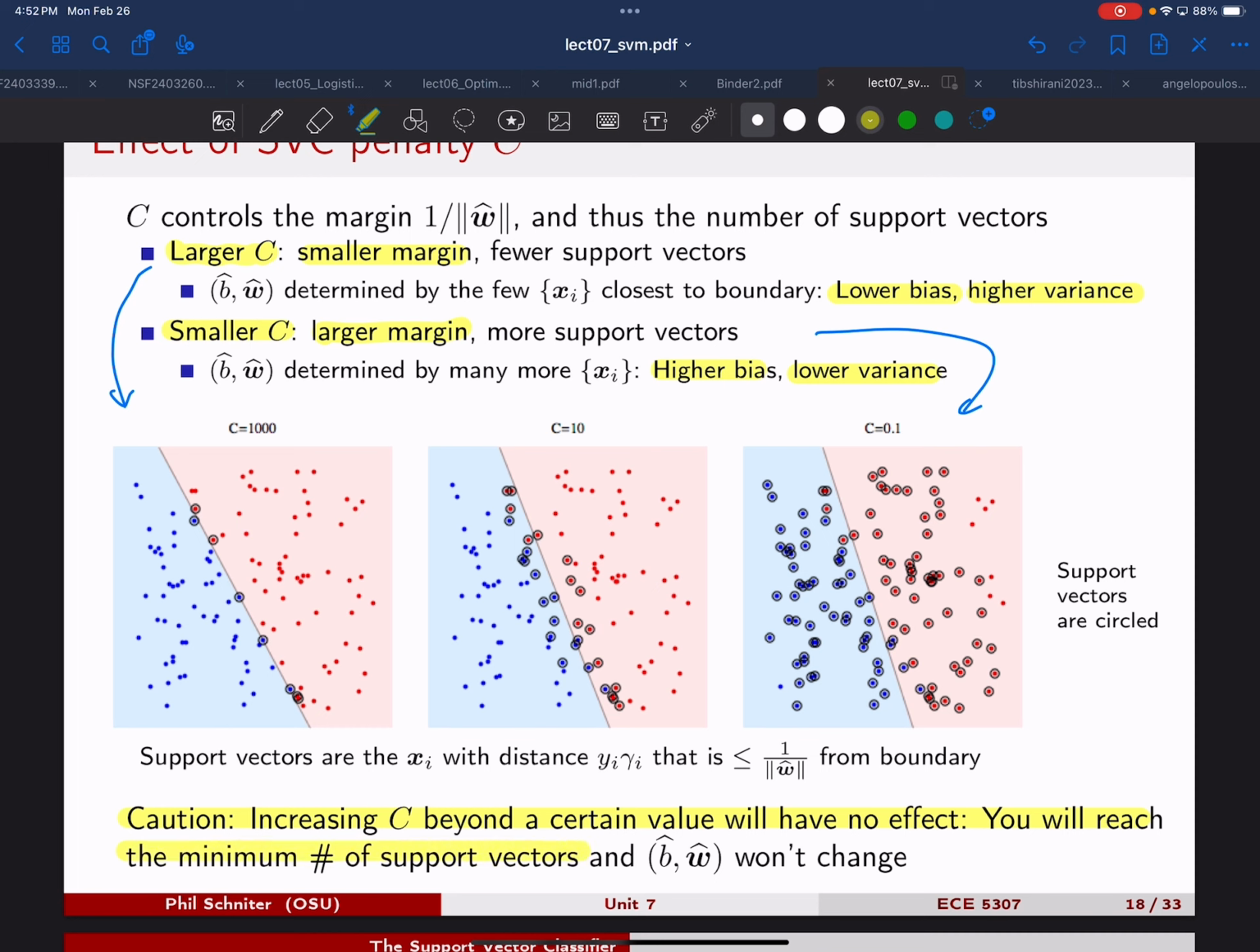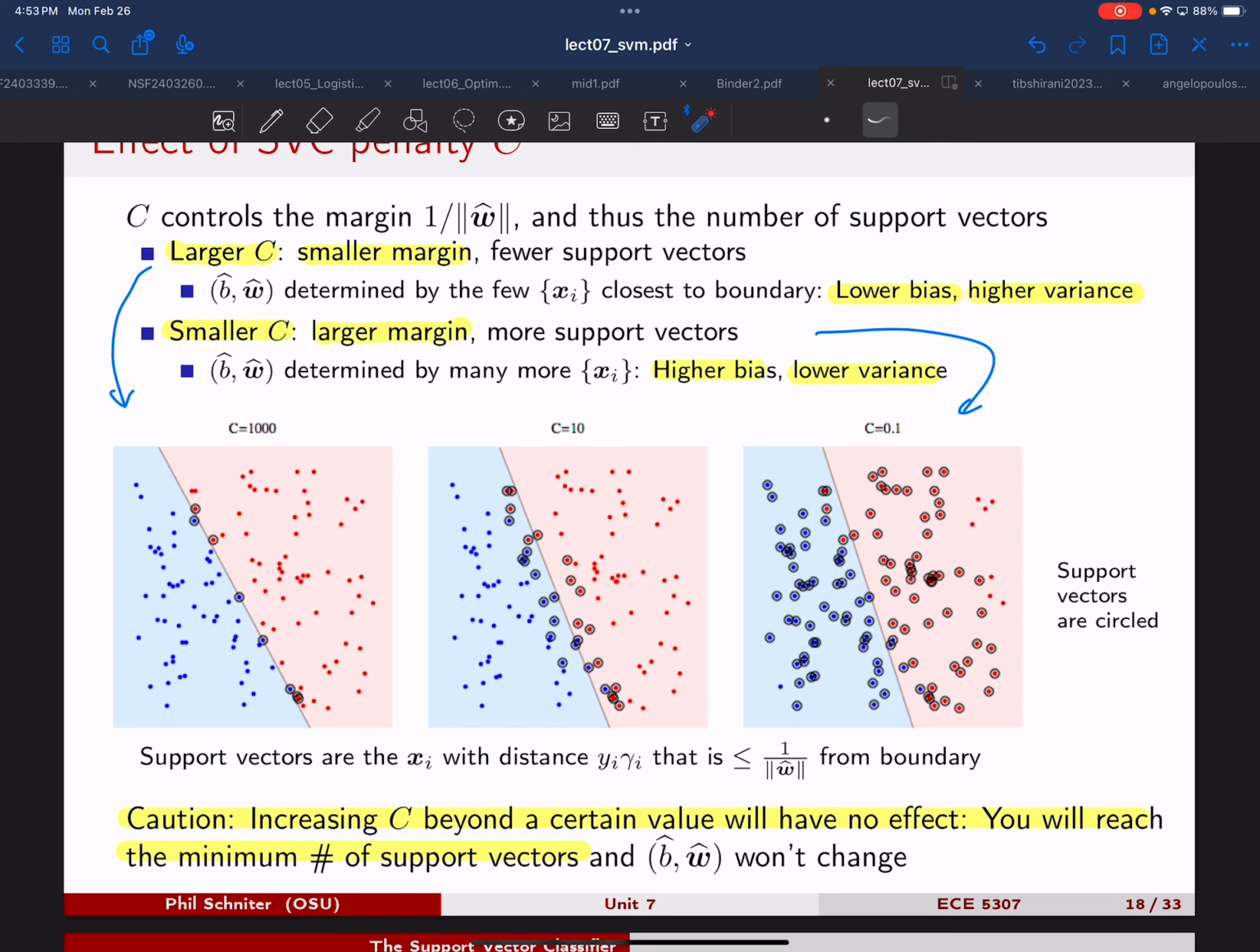So there's a minimum number. As you decrease C down from infinity, you will start to see more and more support vectors from that minimum number. Eventually, all your data will be used, they will all be support vectors.